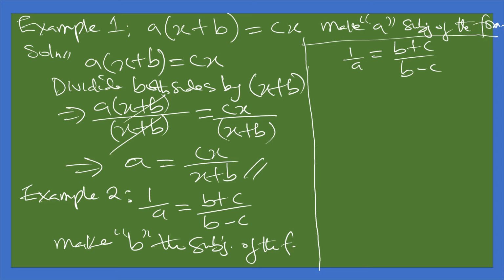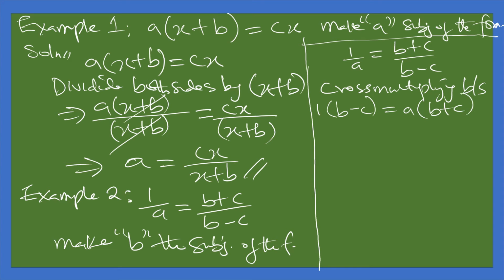Now, because of this equality sign, what do we do? We cross multiply. Cross multiplying both sides, we have that 1 into b minus c is equal to a into b plus c. Now this gives you b minus c is equal to ab plus ac. Now what do we do? We bring like terms together.